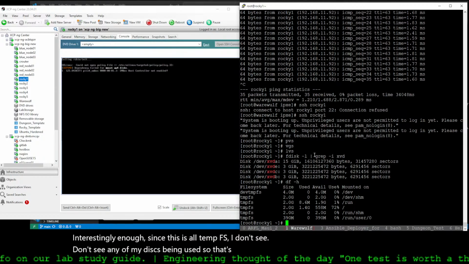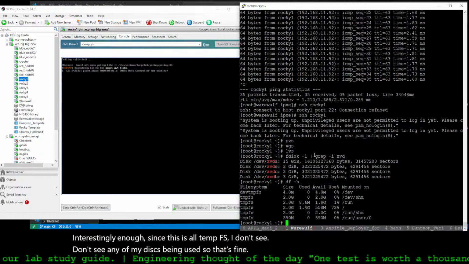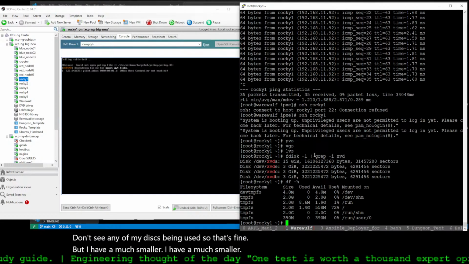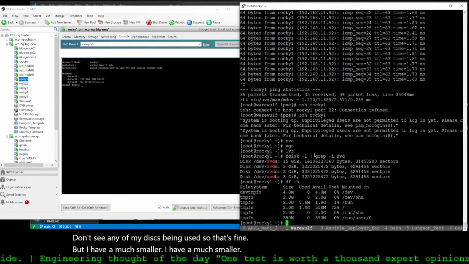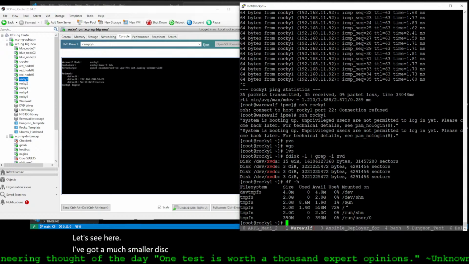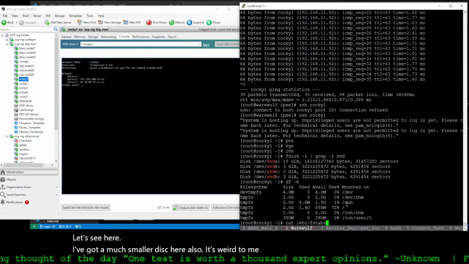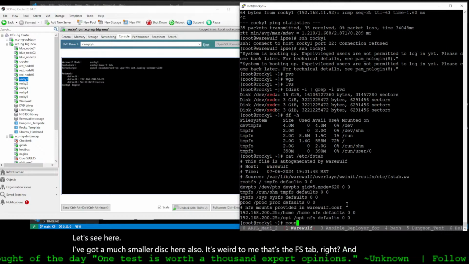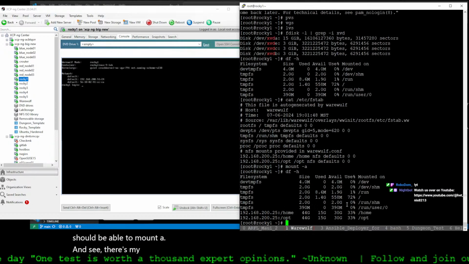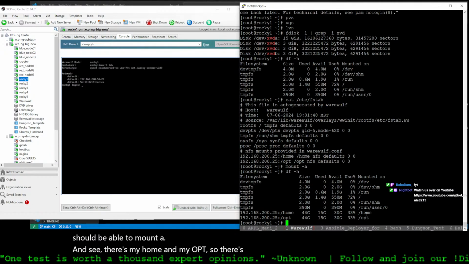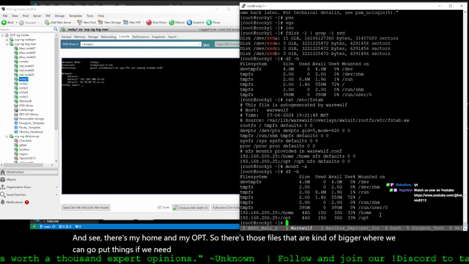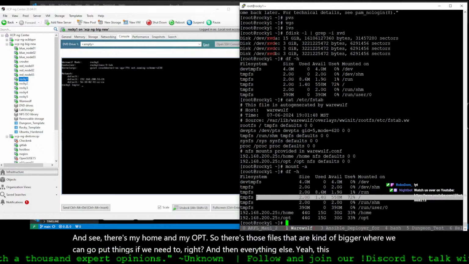But let's see here. I've got a much smaller disk here. Also, it's weird to me that it's the fstab, right? And I should be able to mount -a and see there's my home and my opt. So there's those files that are kind of bigger where we can go put things if we need to, right? And then everything else, yeah, this is a pretty small tmpfs.